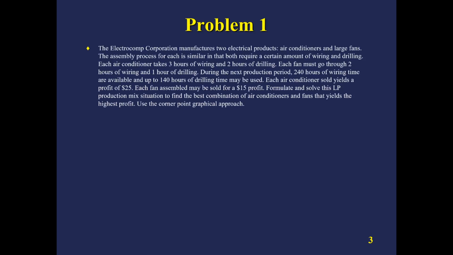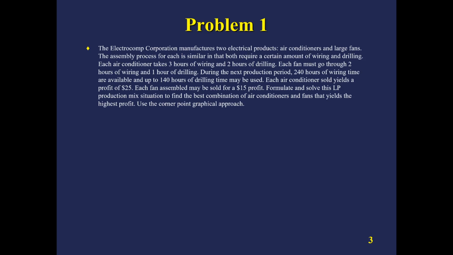Okay, let's see another problem here. The Electrocomp Corporation manufactures two electrical products, air conditioners and large fans. The assembly process for each is similar in that both require a certain amount of wiring and drilling. Each air conditioner takes 3 hours of wiring and 2 hours of drilling. Each fan must go through 2 hours of wiring and 1 hour of drilling.